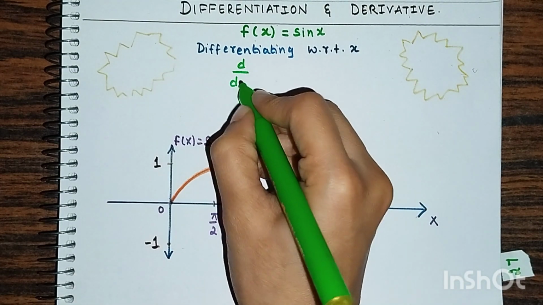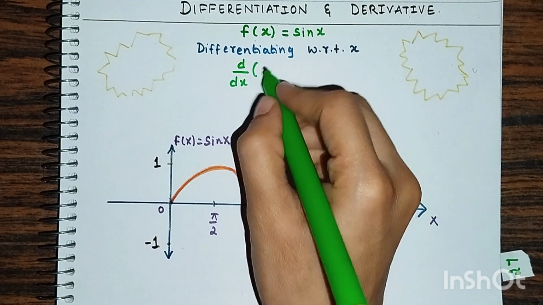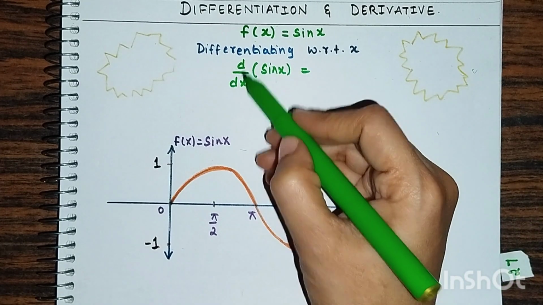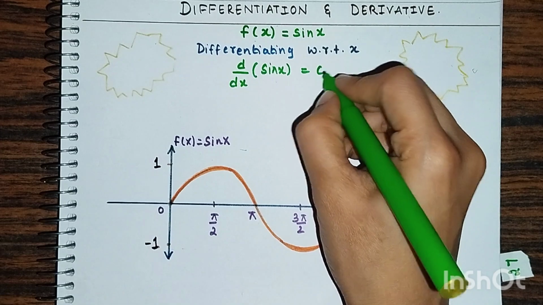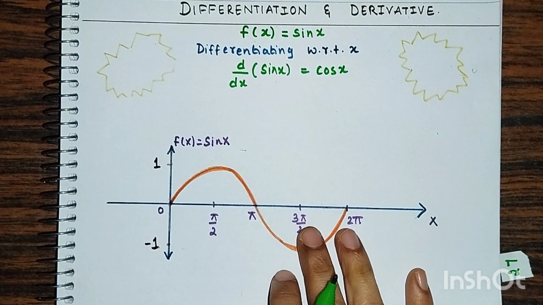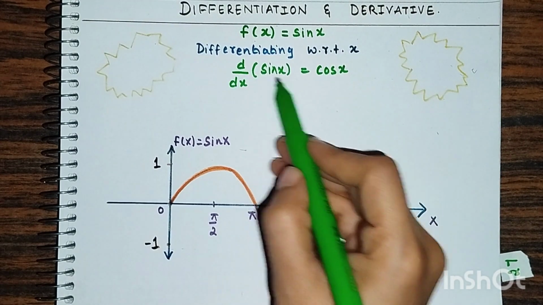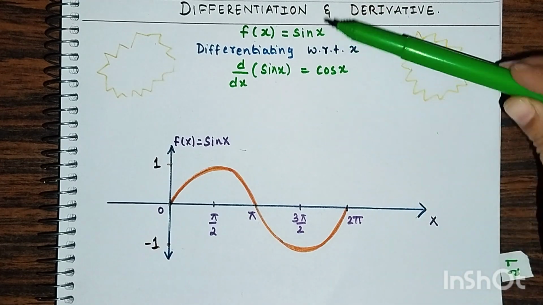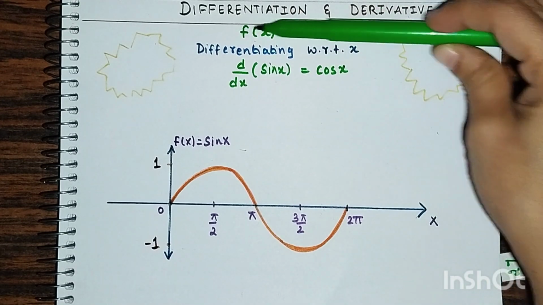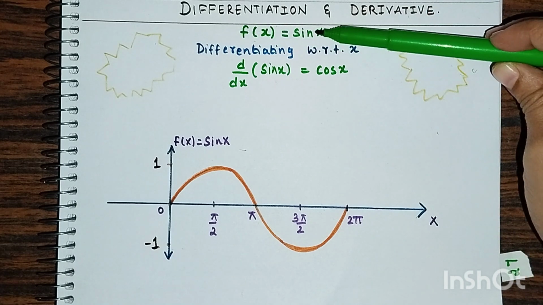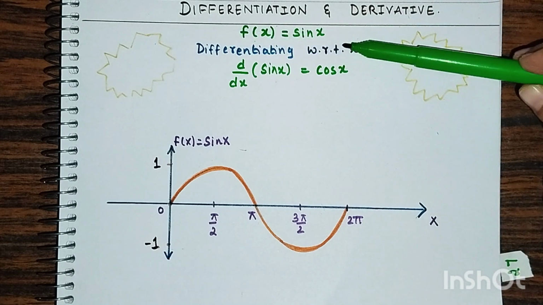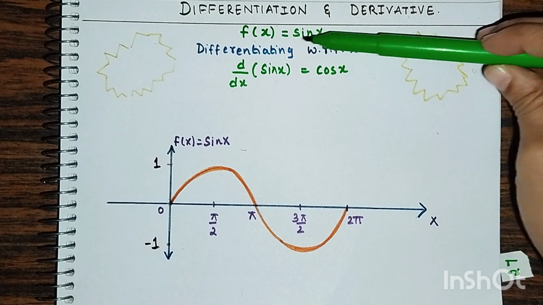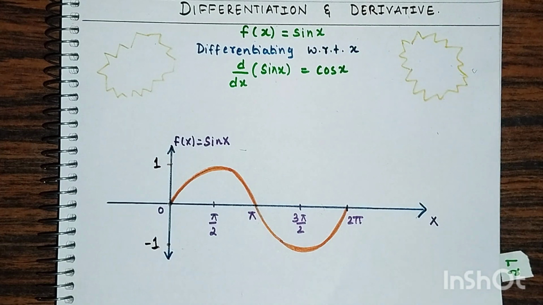d by dx of the function sin x, and this will be equal to, so you have learned now what the derivative of sin x is. It is cos x, right? So the derivative of sin x is cos x. Did you observe 3 steps here? The first is the starting function, then a process, differentiating, then you got the result, right? So it's the beginning, it's a process, and you got the result.